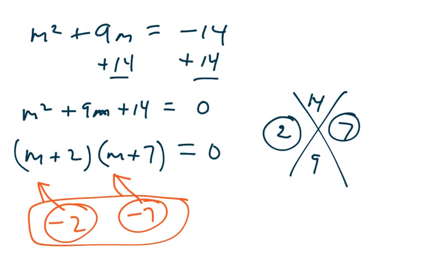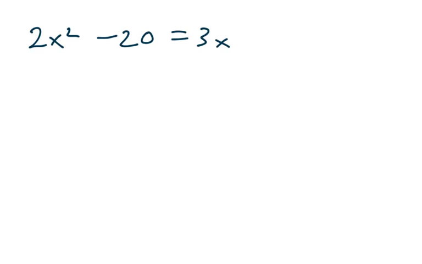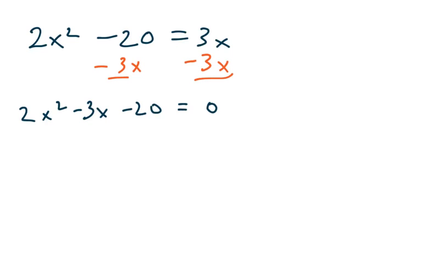Okay, let's do one more and then we'll call it quits. This one, again, is another quadratic. There happens to be a 2 in front, but I'm going to factor this one. Once we have it set up, the first thing I must do is minus 3x both sides. So I have 2x squared minus 3x minus 20 equal to 0.